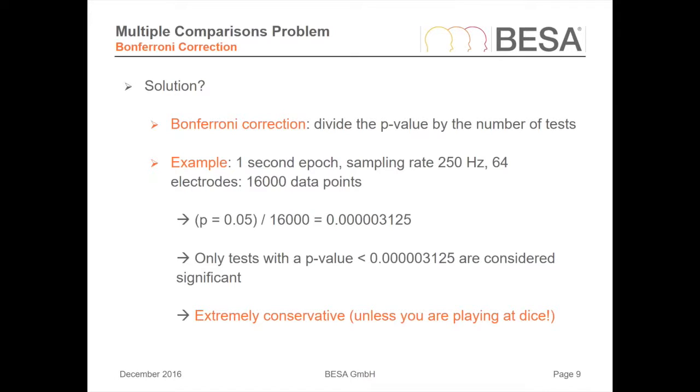I think it's clear that it's highly unlikely that any effect will survive the Bonferroni correction in EEG or MEG research. And this does not mean that there are no effects present, but that the method is too conservative for EEG and MEG research, and the Bonferroni correction does not take some things into account that are characteristic for EEG and MEG.